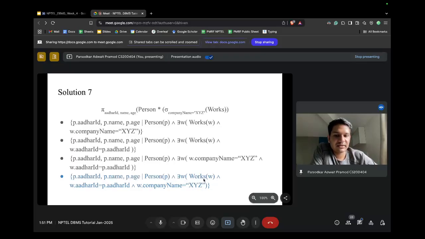The second thing is that you need to identify if there is a join condition between one or more tables. For example, over here you had a join between person and a sub table of works.